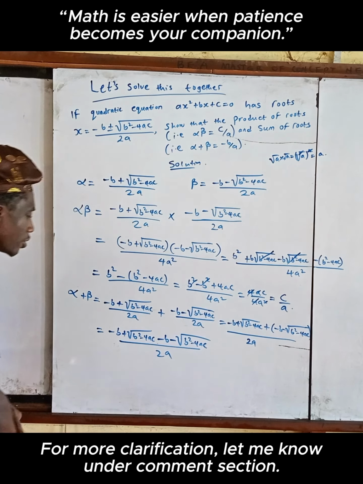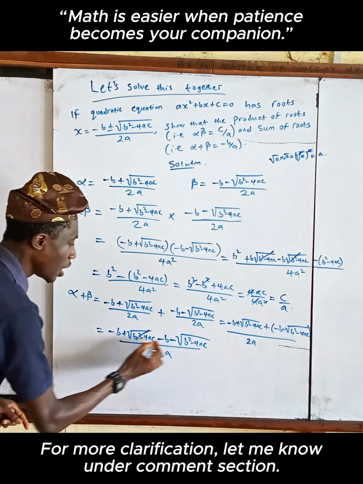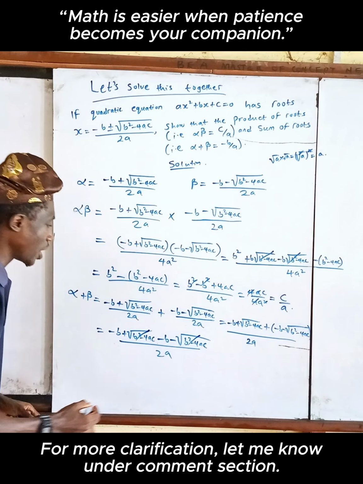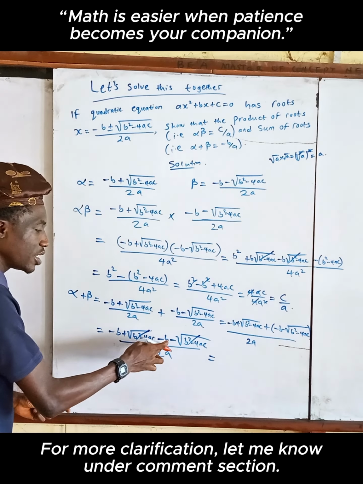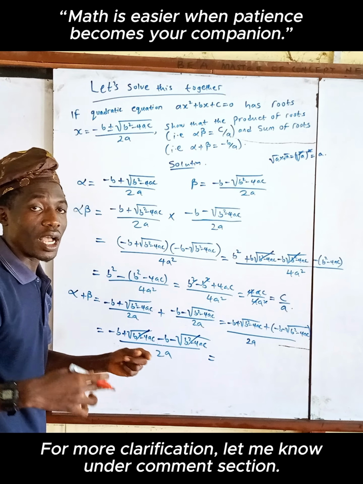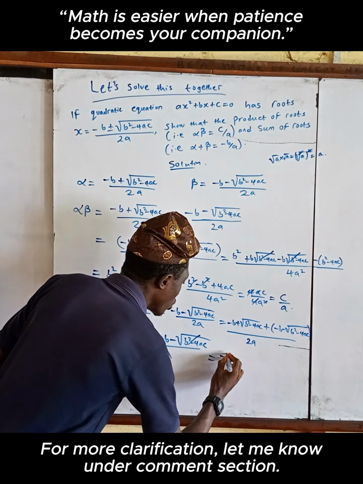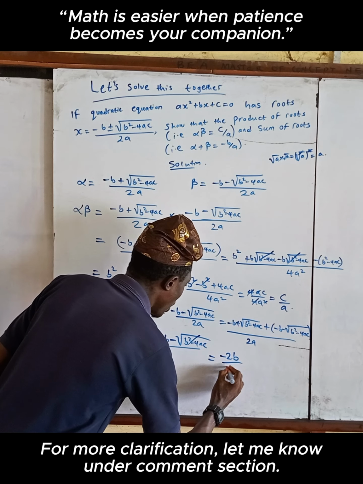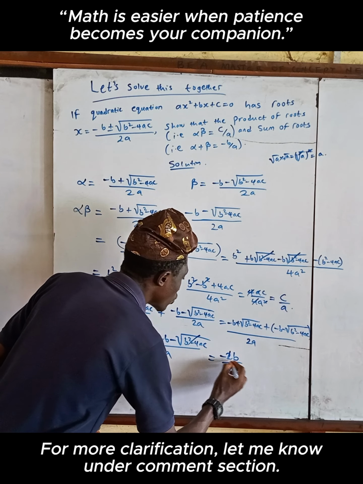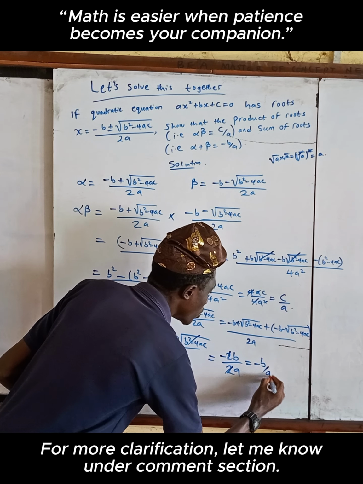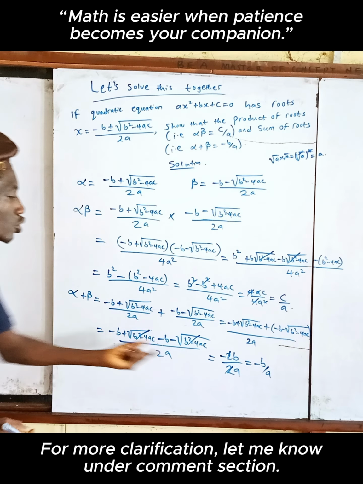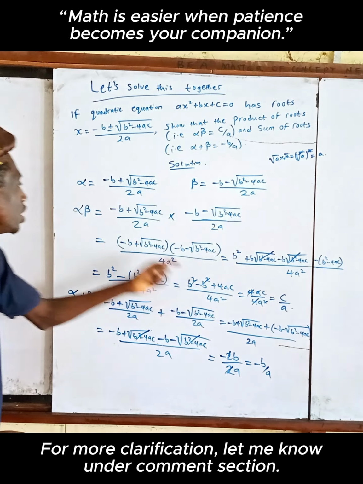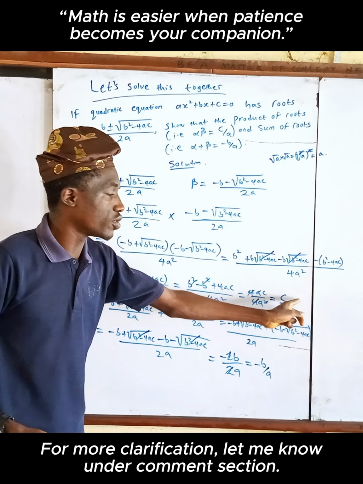Now if you check this very well, the square root terms cancel each other. We are left with minus b and minus b, which gives us minus 2b, so we have minus 2b divided by 2a. The 2 cancels the 2, and we have minus b over a. So that is where we have the sum of roots. We make use of minus b over a, and for the product of roots we make use of c over a.